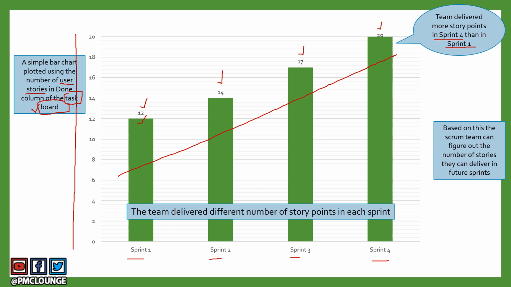Based on this study, based on this chart that we see, the Scrum team can also figure out how many story points they can deliver in future sprints, right? So the number of stories, and of course the number of stories should correspond to the number of story points. So how many story points can they deliver in future sprints? Anywhere between 15 and 20, the team will be very comfortable in delivering, because that's what we see based on the past 4 sprints.